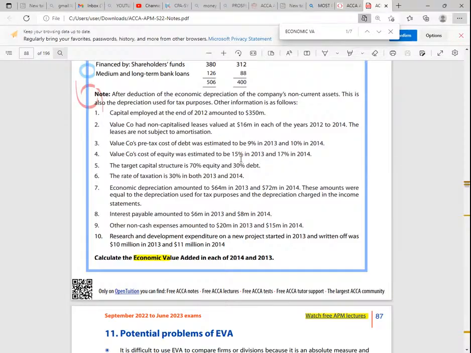Nope. The weight of equity 2014 is supposed to be 17%. Weight of debt doesn't change. The weight of debt is 0.3 times the cost of debt after taxation. Cost of debt I can see before taxation for 2014 is 10%. But now remember that this 10% has to be tax adjusted. So then what is the WACC?